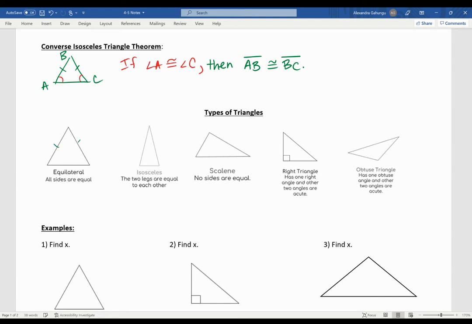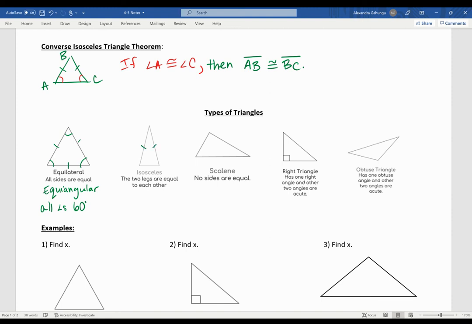There's going to be a little bit about our triangles here, just a bit of a review. Equilateral triangles: all the sides are congruent, and also all the angles are congruent. And those angle measures are all 60, because 60 plus 60 plus 60 adds up to 180.